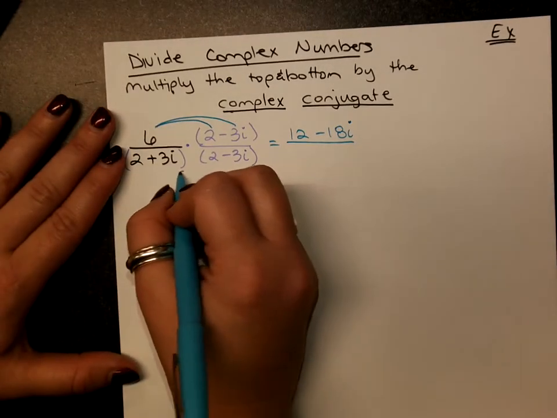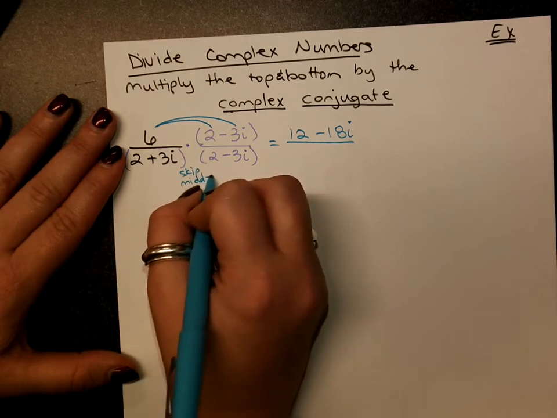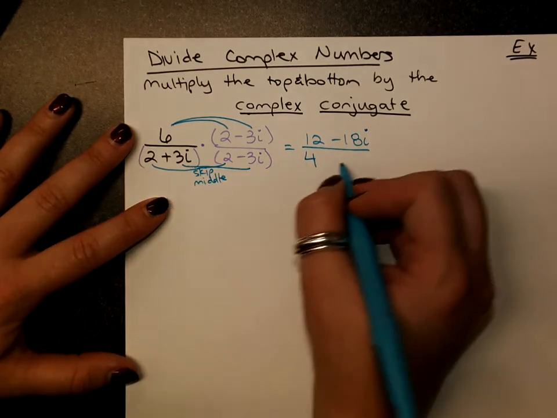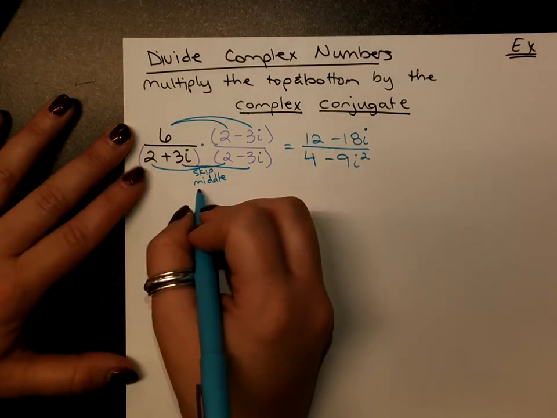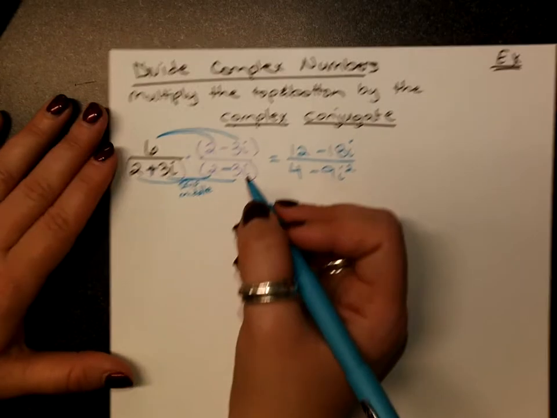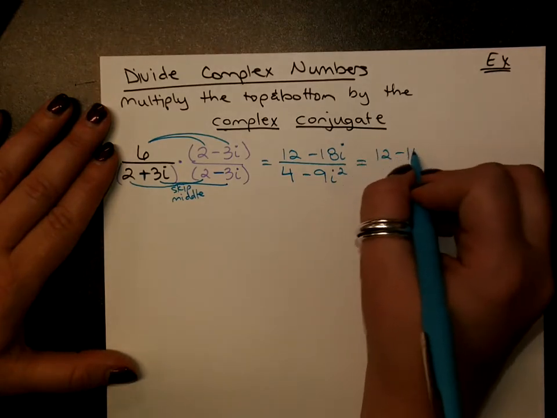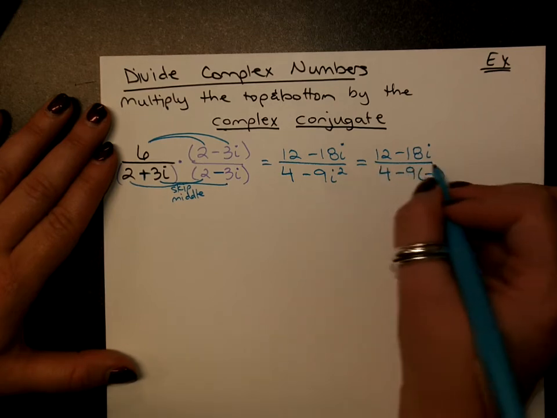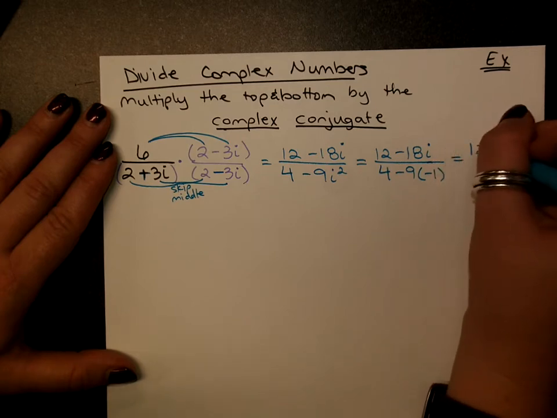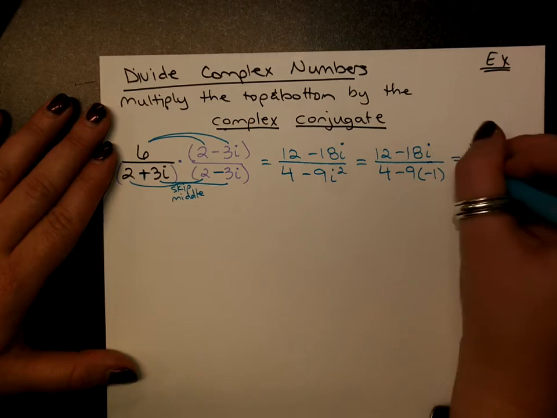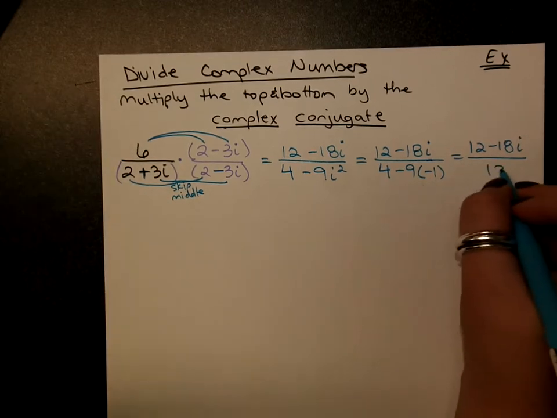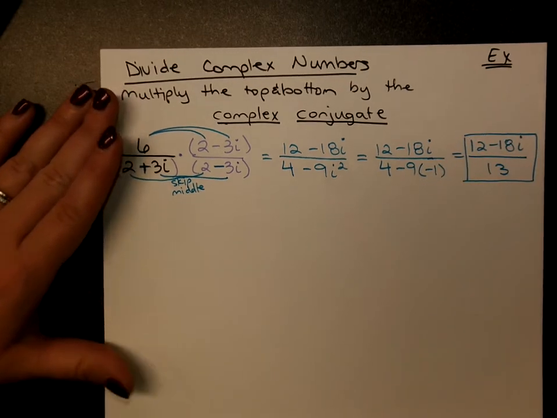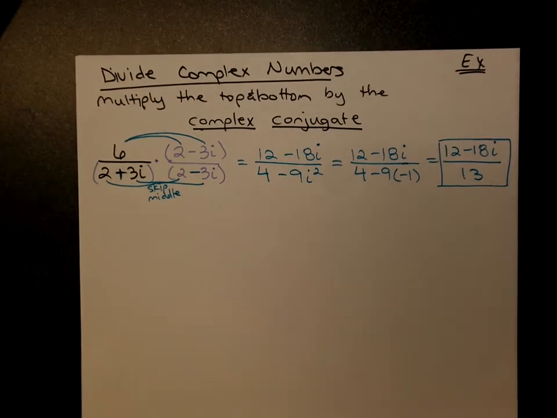Remember, on the denominator, we can skip the middle. We can do 2 times 2, which is 4, and positive 3i times negative 3i is negative 9i squared. Remember, we get to skip the middle because there's one plus and one minus. What that gives us is 12 minus 18i over 4 minus 9i squared, and i squared becomes negative 1. So my final answer is 12 minus 18i over, this becomes 4 plus 9, which is 13. So the final answer is 12 minus 18i on the numerator over 13 on the denominator.